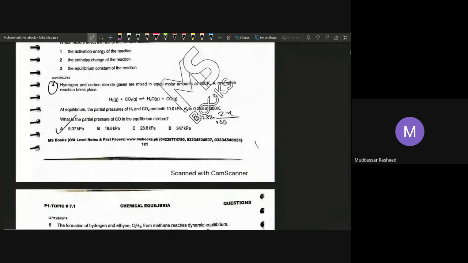पार्शियल प्रेशर दिया है, प्रोडक्ट का नहीं पता। अब ये देखो Kp का एक्सप्रेशन सबसे पहले तो आप लिख लें कि Kp is partial pressure due to CO, and because here water is also a gas, अगर गैस ना होता तो फिर आप ना लिखते, लेकिन फिलहाल अभी लिखना है partial pressure due to H2O divided by partial pressure due to H2 times partial pressure due to CO2. अब Kp की वैल्यू गिवन है. अच्छा, H2 और CO2 की वैल्यू उसने गिवन है, that is 10 kilopascal. Kp is given as 0.288.